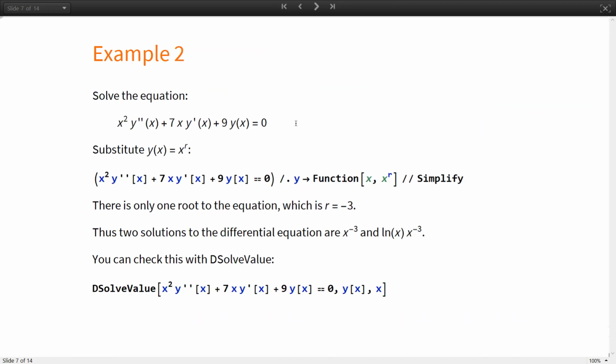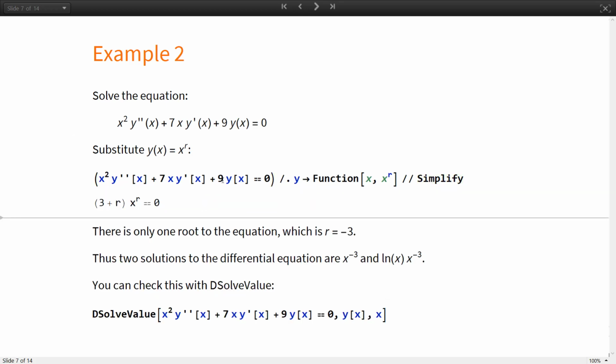Consider solving the Euler equation here. Substituting in x to the r as the solution gives a polynomial which can be solved for r. There is only one root to the equation, r equals minus 3. Therefore, the roots are repeated since there is only one of them that solves the polynomial, so we know that the other solution must take the form of natural log of x times x to the r.